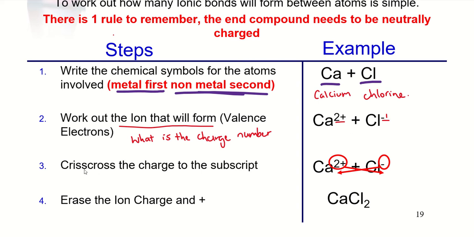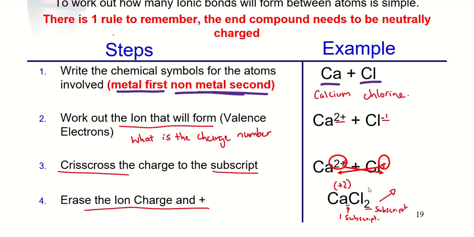What you need to do next is the crisscross method. So you make the charges move to the bottom of both sides, and that becomes the subscript. So our subscript here is 2 for chlorine and calcium is 1 subscript, or represents 1 calcium atom. Okay, remember to erase the charge, so remember to get rid of the plus and the minus charge when you do the combinations there.